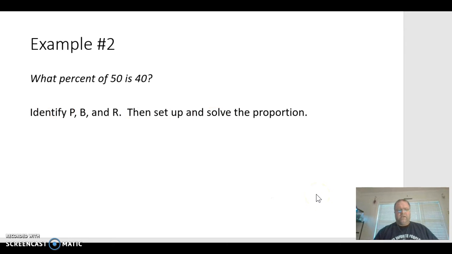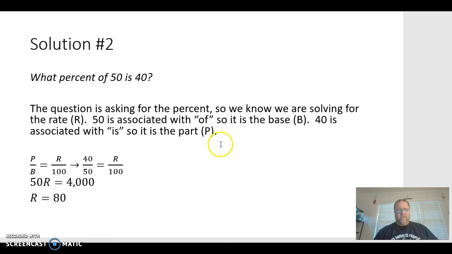What percent of 50 is 40? So once again, identify the three variables, set up and solve the proportion. Go ahead and pause. All right. So go ahead to solve this. It says what percent, so right away we should know that we're looking for the percent. So we're going to keep the R there because we don't know what it is. It says of 50, so we said that goes where the B goes, the base. So we're going to replace that B with 50. And is 40. Is associated with the part on the numerator of the first ratio. So we're going to replace the P with 40.